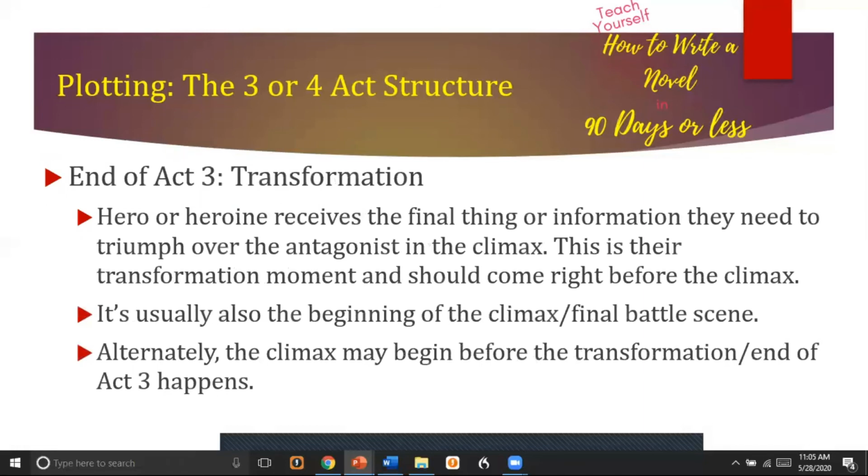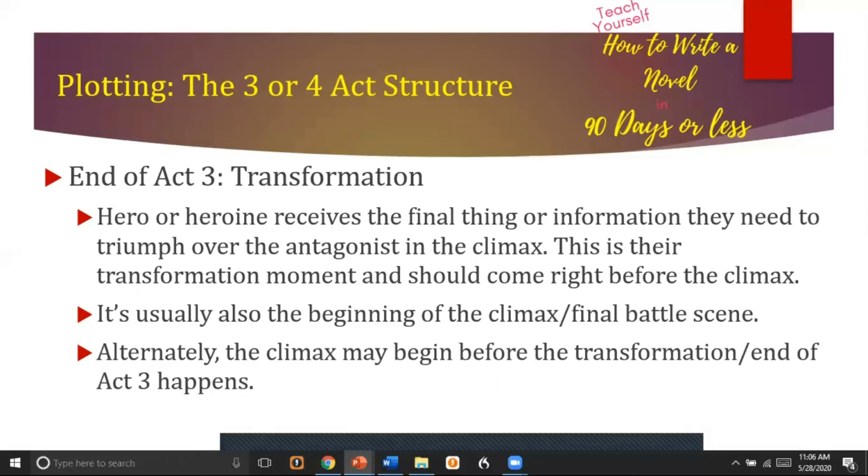The end of Act 3 is actually the climax or their transformation. Okay, I've talked about writing from your character's transformation before. So basically, at the end of this act, all of their progress, all of the forward motion they've had, it still isn't quite enough for them to achieve victory. So you know that Act 3 is ending when they receive the final thing, the final information, or maybe it's a physical object that they need to triumph over the villain in the climax of the story. Okay, so again, I've talked about this before.